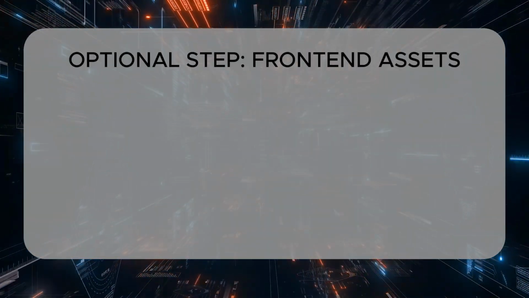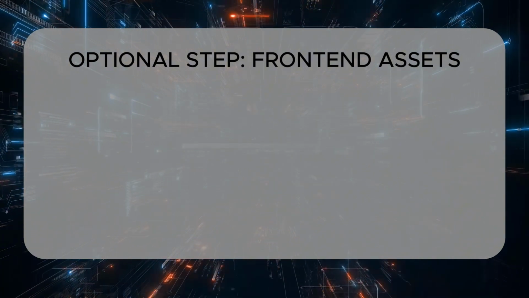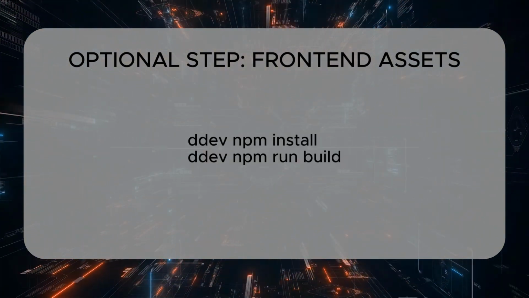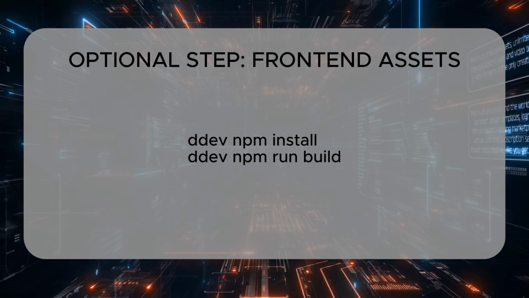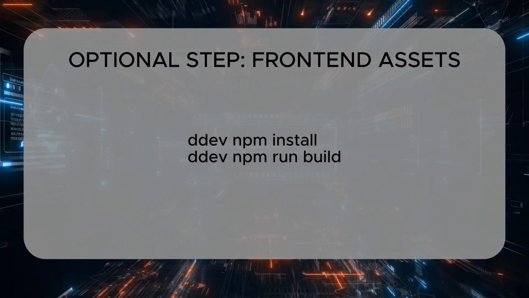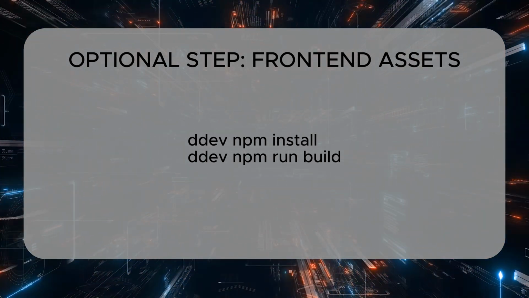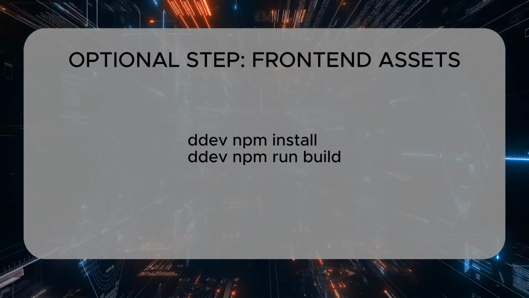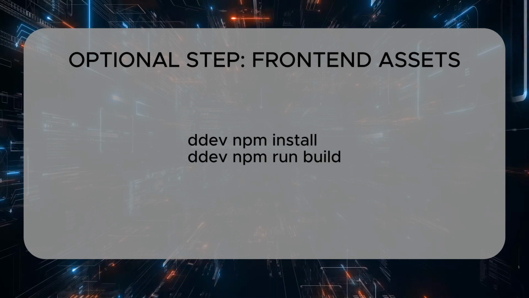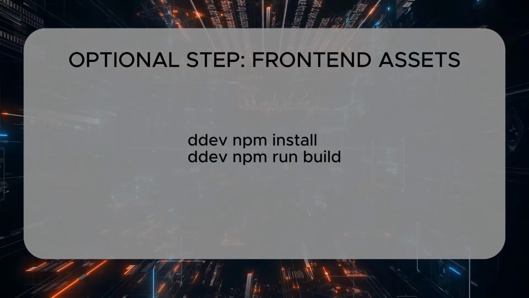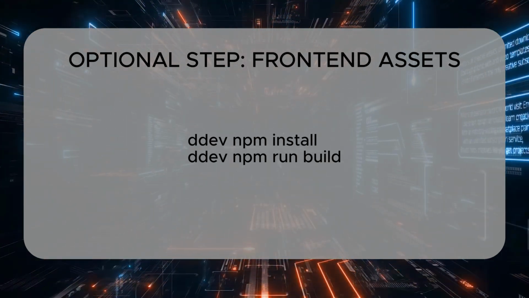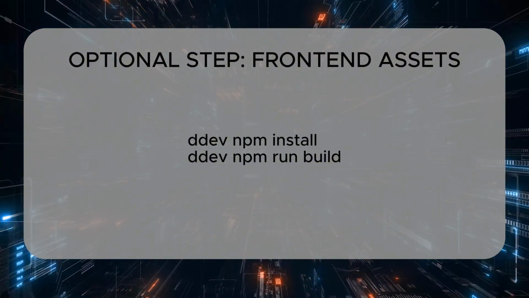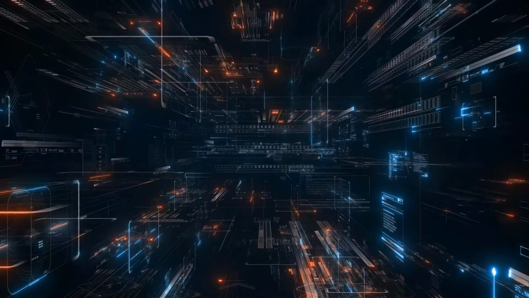If you want to install and build the front-end assets, run ddev npm install, ddev npm run build. This installs the node packages and builds the front-end assets. For a basic Laravel install, this is enough to confirm that the front-end tooling works. Hot reload with Vite can also be configured in DDEV, but I'd save that for a separate video because it deserves its own clean walkthrough.